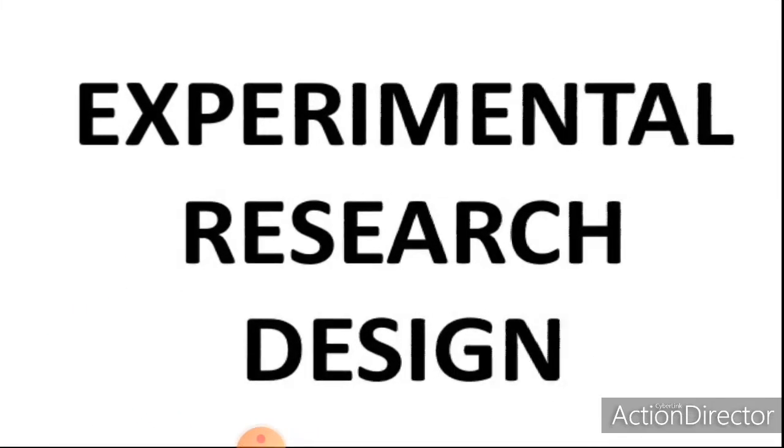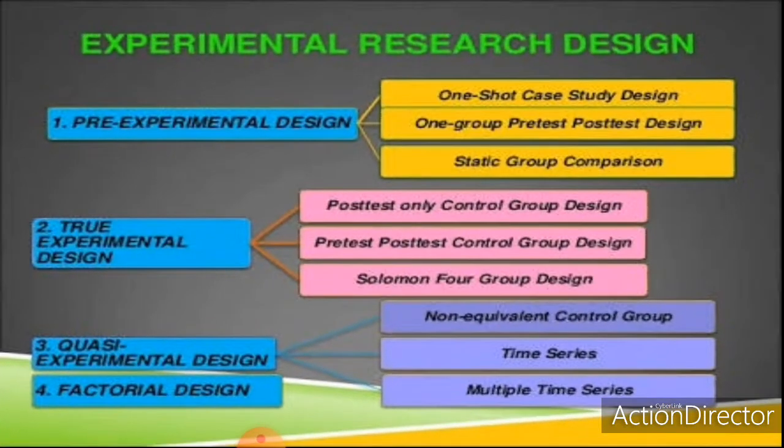Now, we are going to discuss the important types of experimental design. There are mainly 4 types of experimental research design. They are pre-experimental designs, true experimental designs, quasi-experimental designs and factorial design. Pre-experimental design is again divided into 3 categories. They are one-shot case study design, one group pre-test, post-test design and static group comparison design.